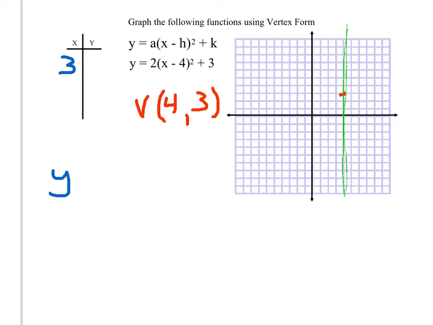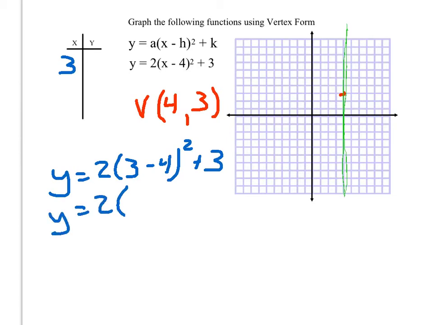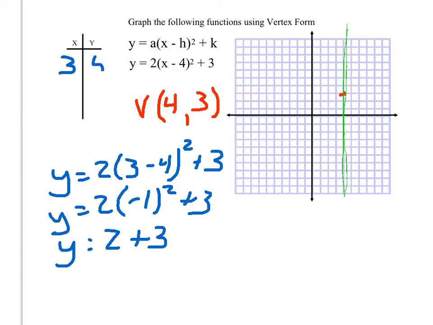So now we would have y equals 2 times (3 minus 4) quantity squared plus 3. And let's not forget about our order of operations. So we work inside the parentheses first. And then when we square that negative 1, it winds up being positive. So negative 1 squared is 1, times 2 will be 2, and 2 plus 3 will be 5. So we have a point at (3, 5), which will be right there. And we have our mirror image point there.